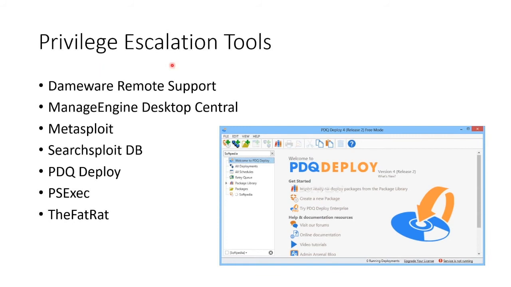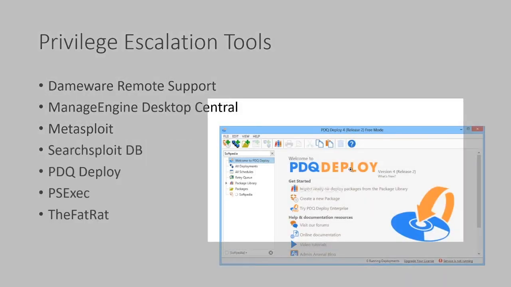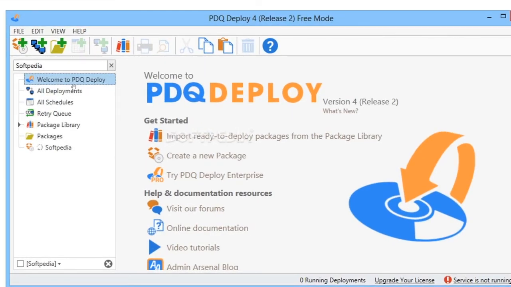Here are some privilege escalation tools: Dameware, ManageEngine, Metasploit, SearchSploit. SearchSploit is actually a collection of tools. PDQ, PSExec, which is a command line thing, the FatRat, and here's just an example of PDQ Deploy. And so we have this for privilege escalation. And so we can see that it's going to try to escalate using a variety of ways here.